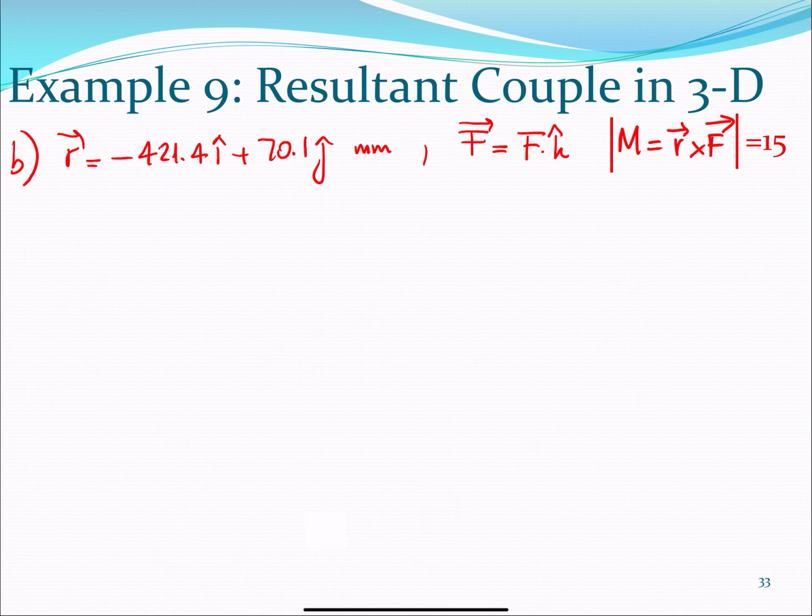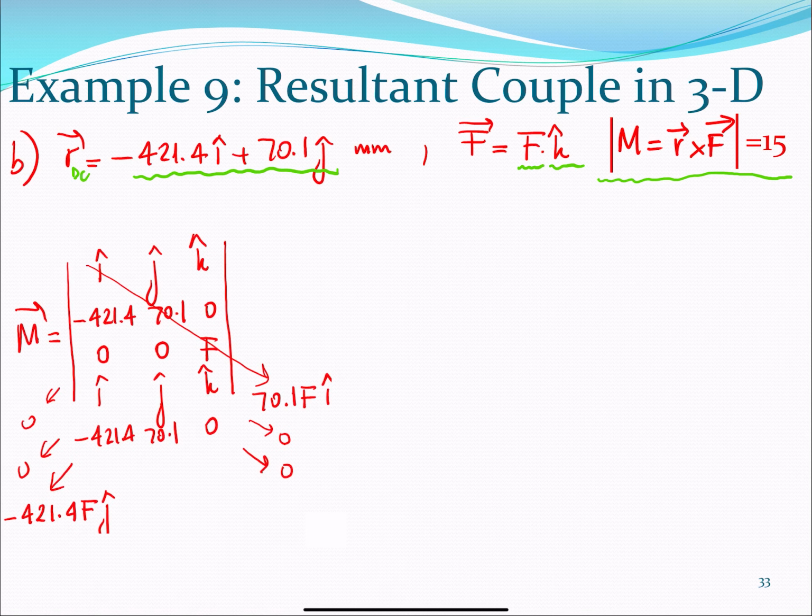So here is my position vector. That is not going to change. The two points, we didn't get told that they are going to change. So the position vector is the same. R_DC is equal to that. But the force is some magnitude times k hat. And the magnitude of the moment has to be equal to 15. So those are the conditions of the problem.